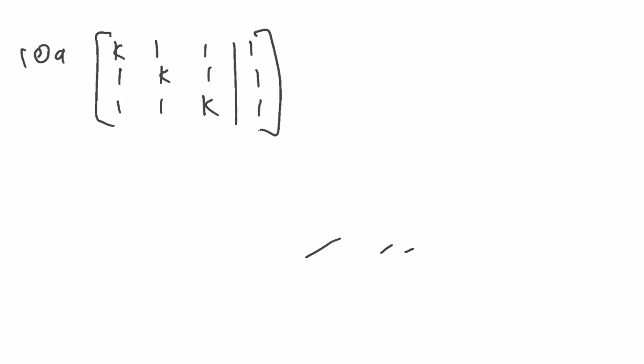So K, 1, 1, 1; 1, K, 1, 1; 1, 1, K, 1. Alright, so to make our lives easier, we're going to try to get a 1 as the leading entry in the first row, and so all we're going to do is swap over rows 1 and row 3.